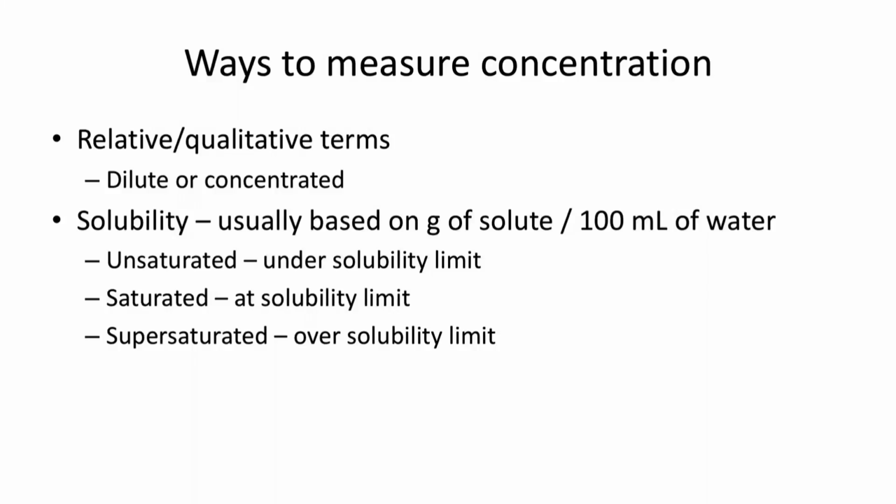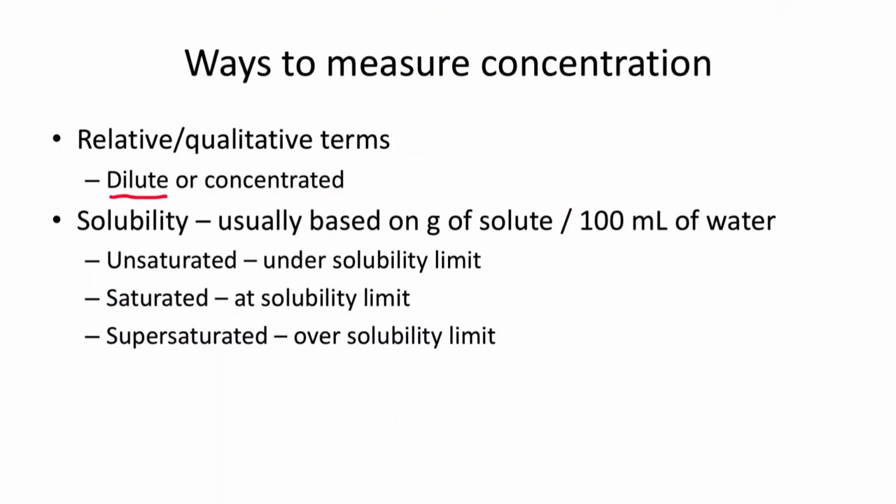When something is relative or qualitative, it means I don't know exactly how much there is, but I can give you an approximate amount, or relative to something else. So these are words like dilute and concentrated. I don't really know how much there is. I can just tell you that there's more or less of the solute compared to something else. So this isn't very useful for most circumstances because it doesn't give you a number for how much stuff there is in there. So most chemists don't really like terms like dilute and concentrated.